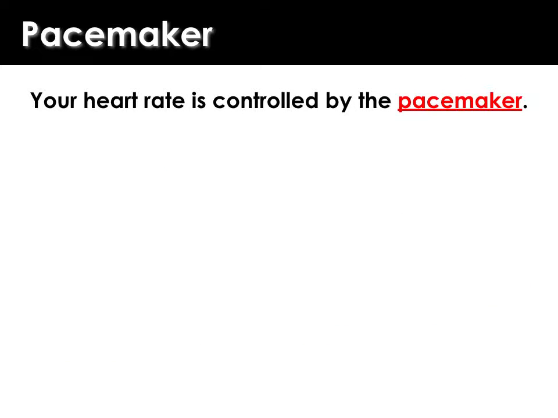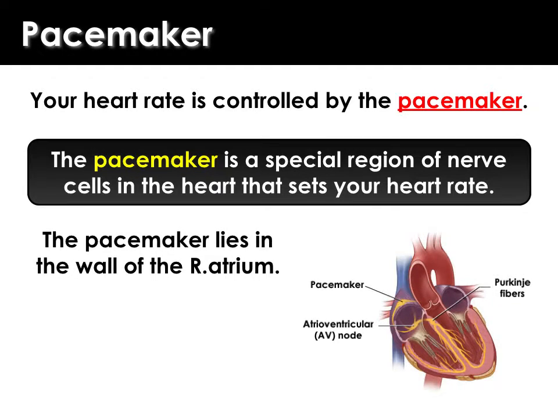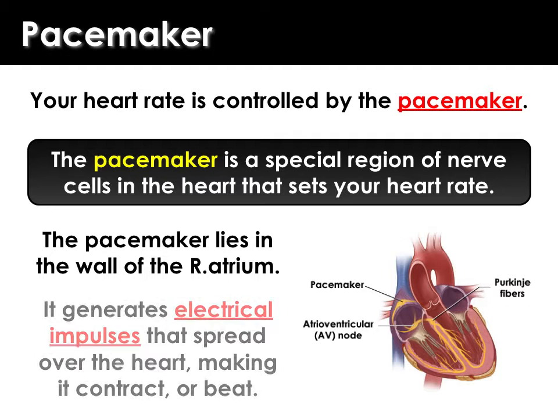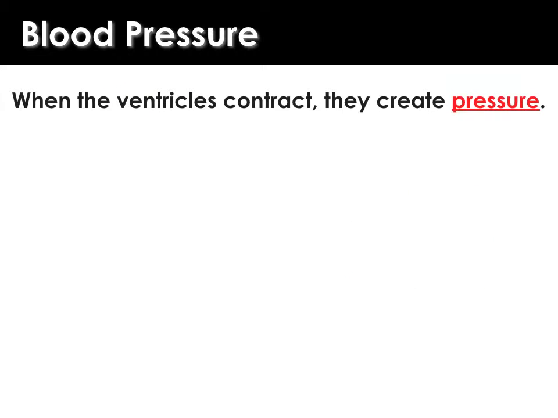Your heart rate is controlled by a pacemaker. The pacemaker is a special region of nerve cells in the heart that sets the heart rate. It lies in the wall of the right atrium, and it generates electrical impulses that will spread over the heart, making it contract or beat. That pacemaker will set the rate at which the heart contracts.